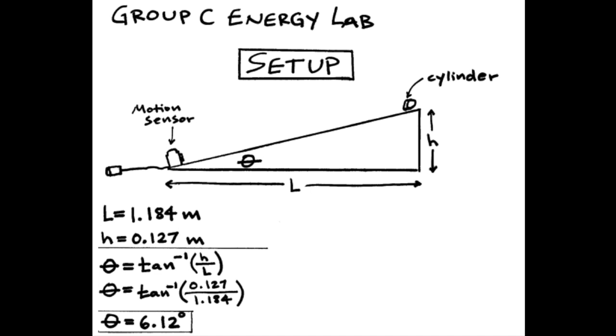So here we have a simple diagram showing the setup of the lab. We have our ramp, the cylinder at the top of the ramp, the motion sensor at the bottom of the ramp, and we have the measured length and height, horizontal and vertical respectively. And here we figure out the angle, which is 6.12 degrees, and that is found by a simple trig, inverse tangent of height over length.